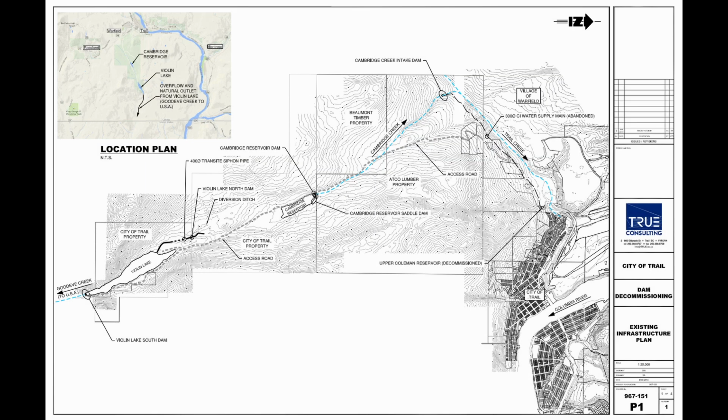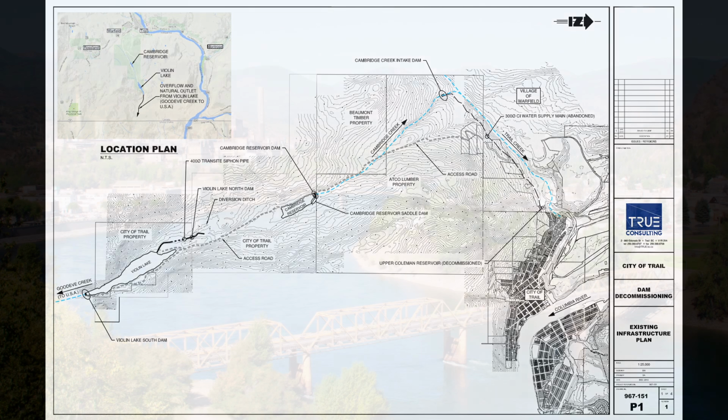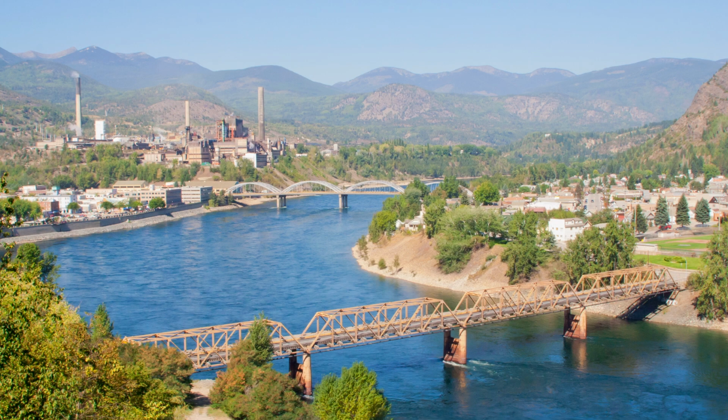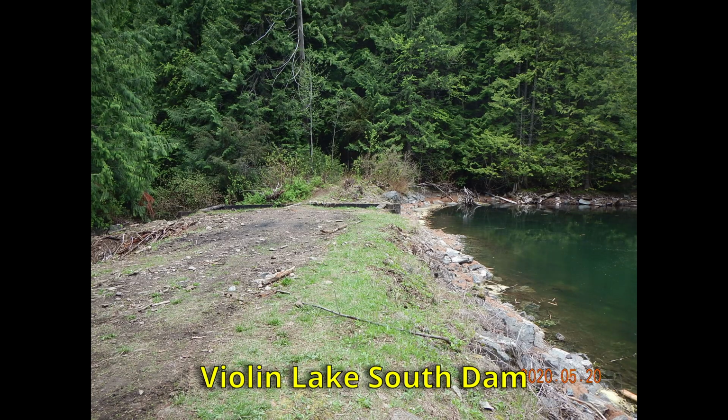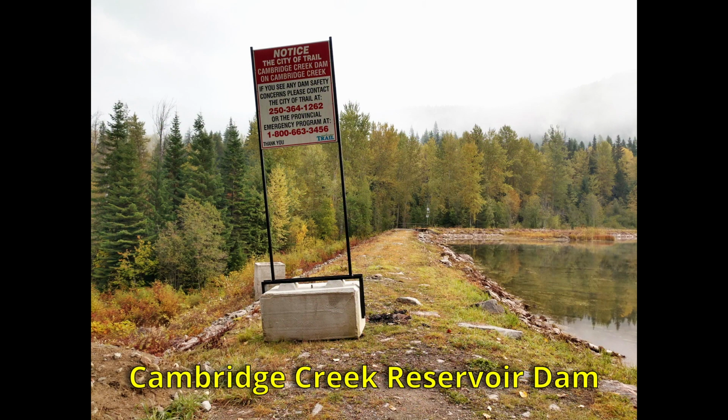This map shows the infrastructure that was in place for providing drinking water to the city of Trail. In 1994, the city of Trail changed its water source from the Cambridge Creek Reservoir and Violin Lake to the Columbia River. The city of Trail stopped using water from the Cambridge Creek Reservoir system due to concerns about water quality. Both the Violin Lake Dam and the Cambridge Creek Dam required constant monitoring and frequent maintenance, even though they were no longer being used for water supply.